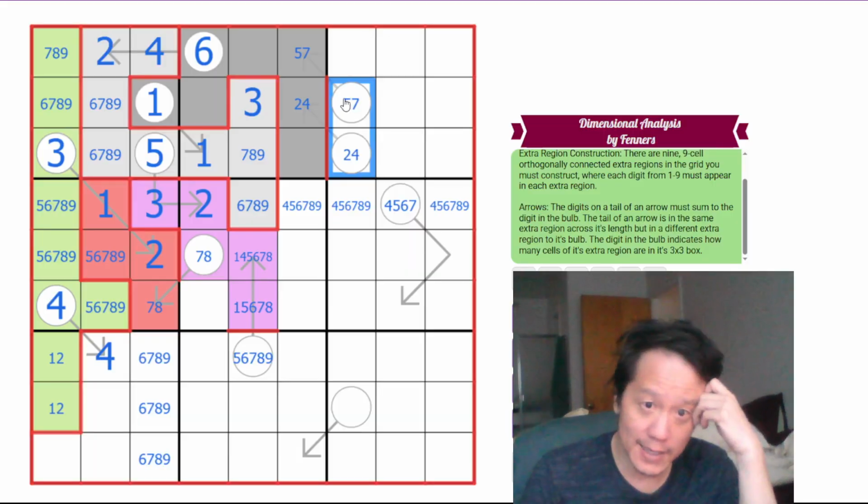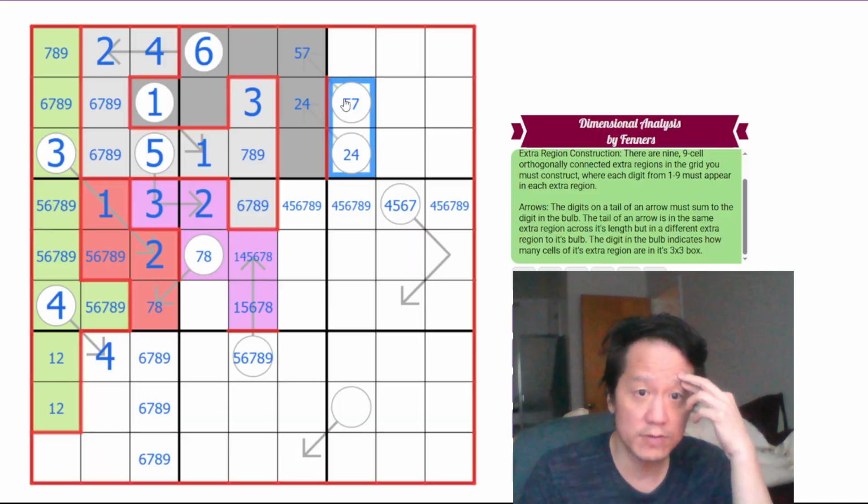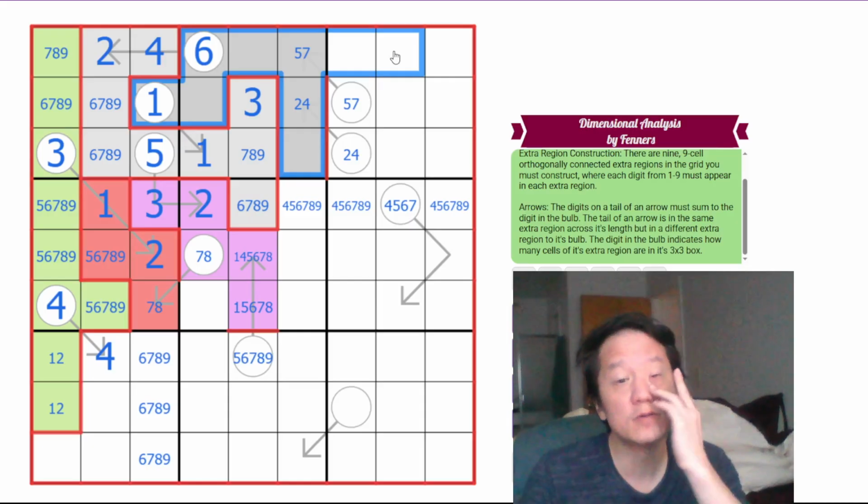This at least adds up to 7. This is 1, 2, 3, 4, 5, 6, 7. It could be just 2 digits here. That's possible.